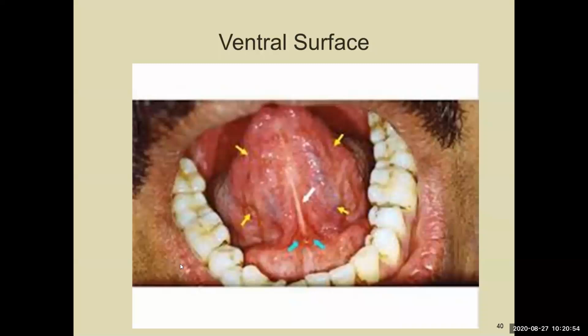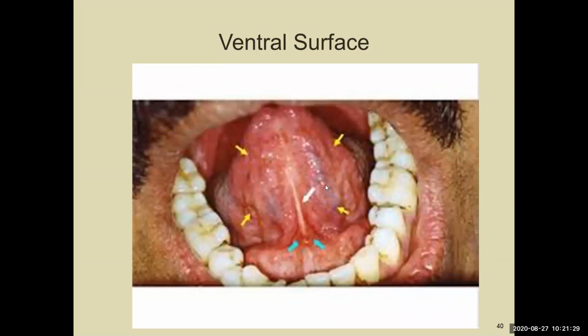What I want you to do, after this lecture, when you're trying to absorb this information, is have a mirror in front of you and look at these landmarks in your own mouth. That way you can identify them in your mouth, and you'll also be able to help your partner identify them in their mouth because you know your mouth. So we've got our lingual frenum, our sublingual caruncle, our sublingual fold.